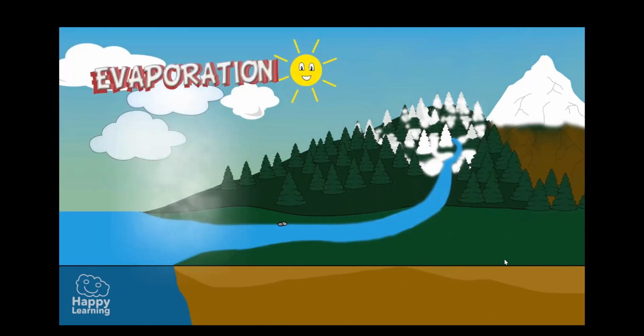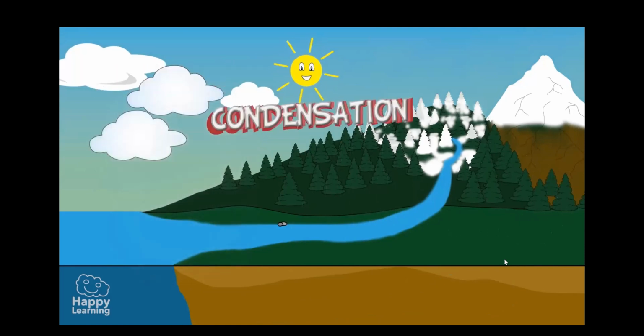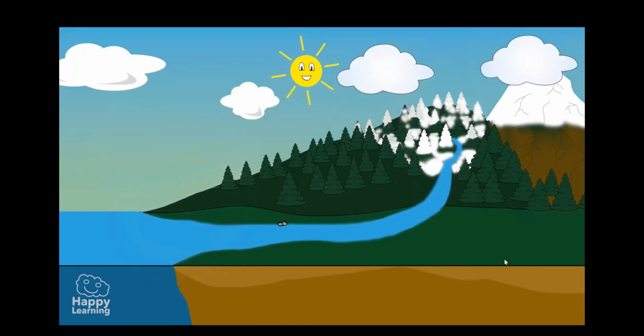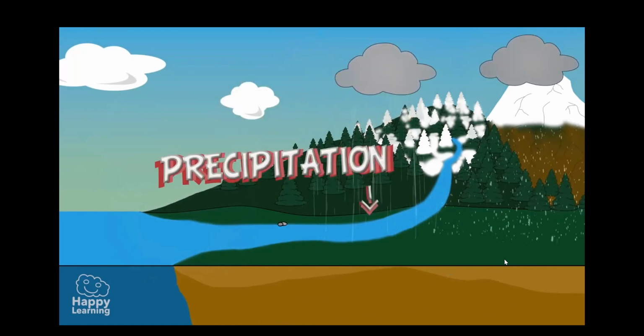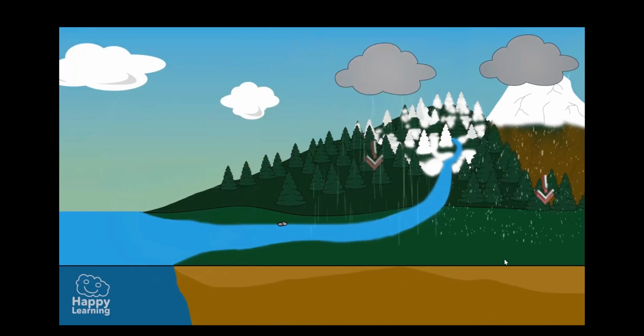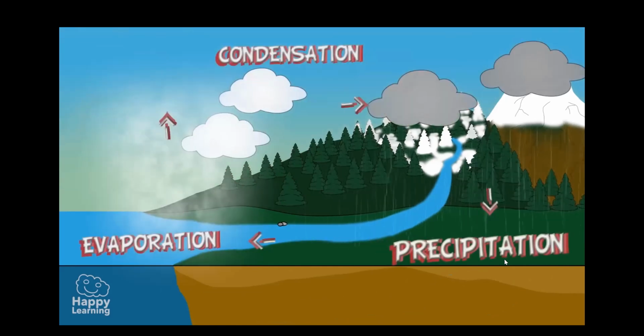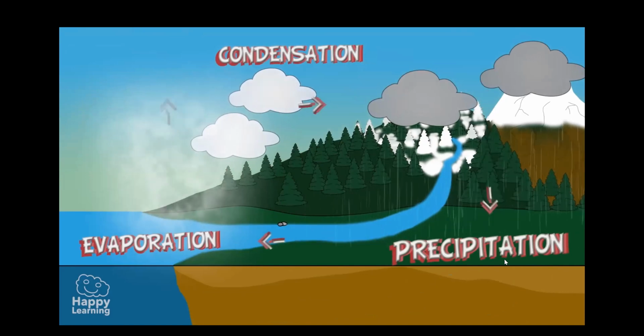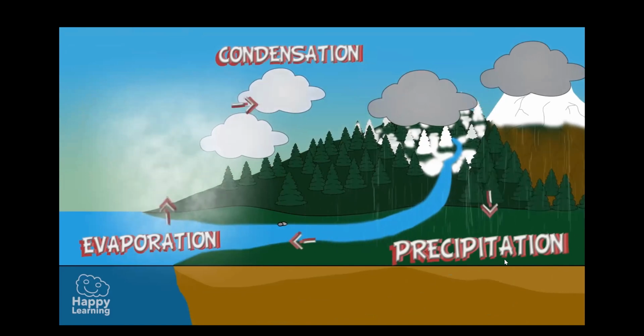Evaporation, condensation, precipitation. That is why it's called the water cycle, because it forms a never-ending circle. Isn't the water just so incredible?